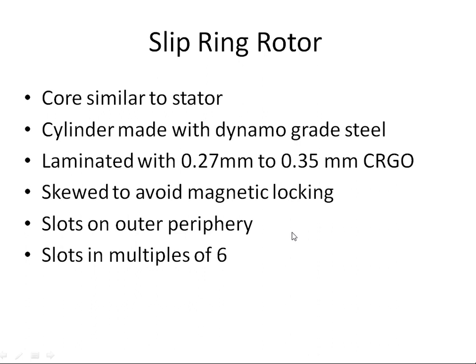There are slots on the outer periphery. These slots are provided to carry the three-phase winding. This three-phase winding is wound with copper conductors. Again, similar to the stator, the slots are multiples of 6. The number of poles are basically similar. In case of slip ring induction motor, the rotor and stator slots are having the same number of poles. So they will be in multiples of 6: 2 for the poles and 3 for the phases.